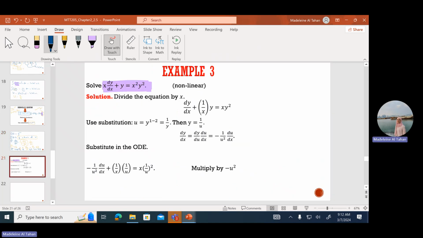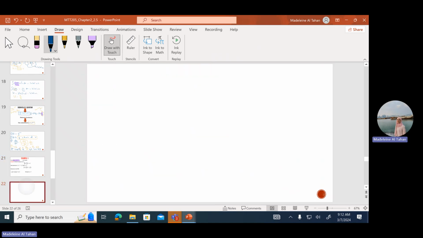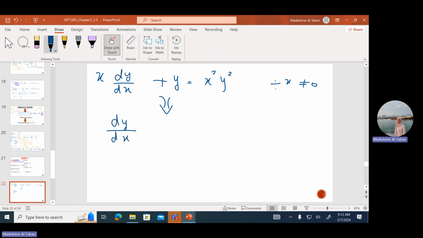Now in this exercise, we wrote the exercise. What's the first step? Right, the standard form. So let's copy the question again: x dy by dx, or y prime, plus y equals x squared y squared. We will divide by x, not equal to 0. What will we get now, miss? dy by dx plus 1 over x y equals x y squared.